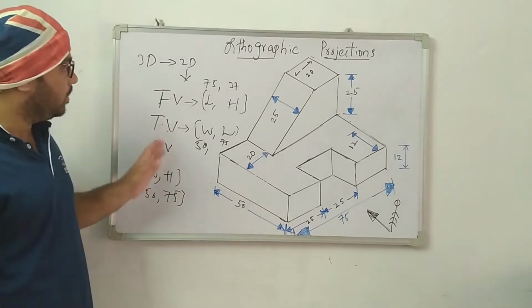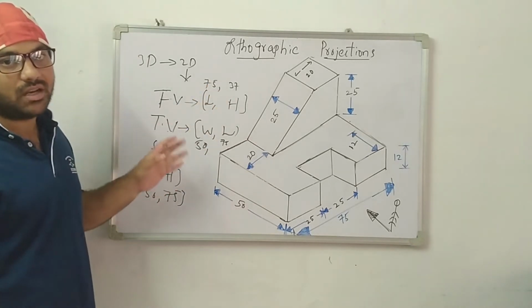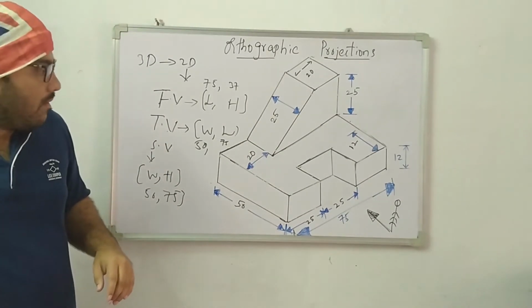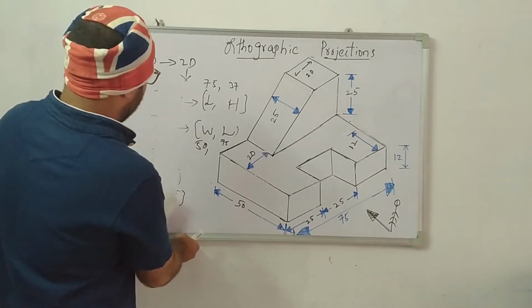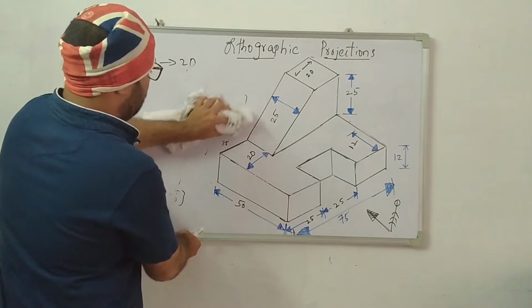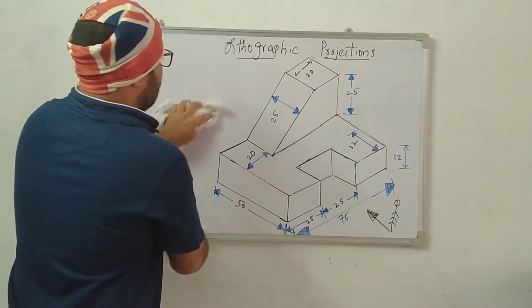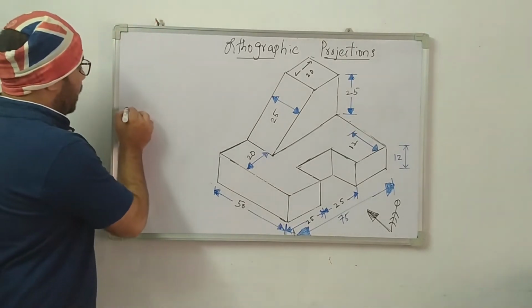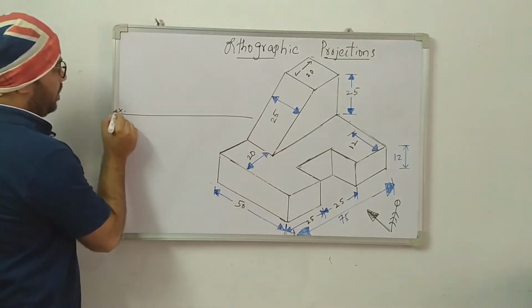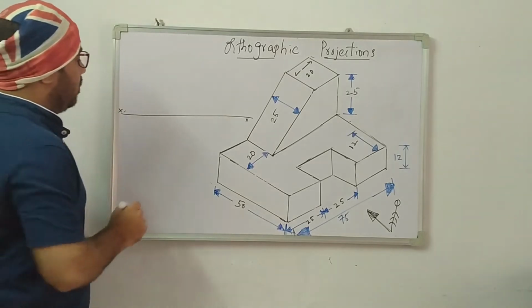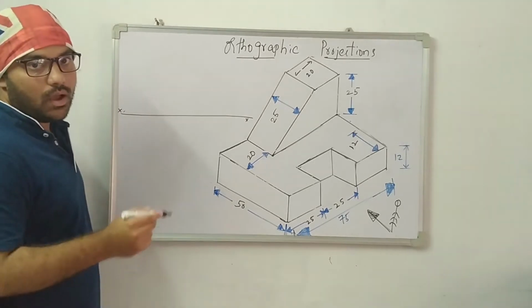Before drawing this, we have to know the perfect dimensions. If you know the total dimensions, then it is easy to construct the diagram. So draw the reference line XY. Next, maintain some distance and draw the length and height.